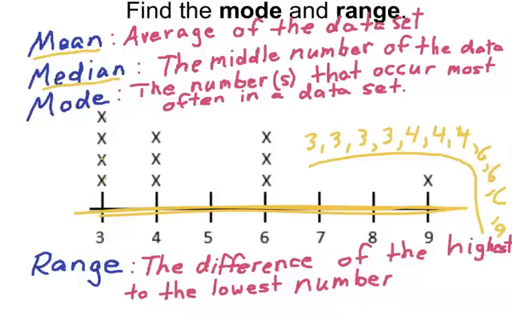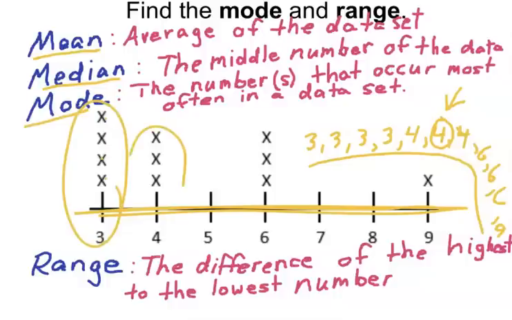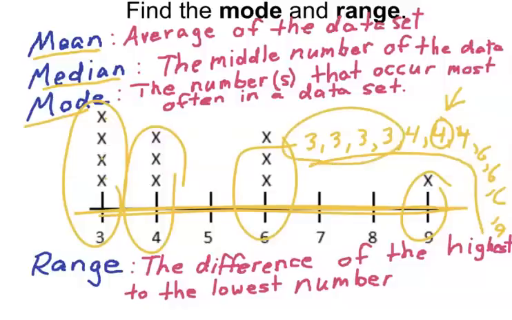The median is the number in the middle. Since there's 11 numbers, we're going to go 1, 2, 3, 4, 5, 6 in. So the number in the middle is the median. And then the mode is the one that happens most often. If you look at the chart here, this happens 4 times. This only happens 3 times, 3 times, and 1 time. So the mode in this one is going to be 3.